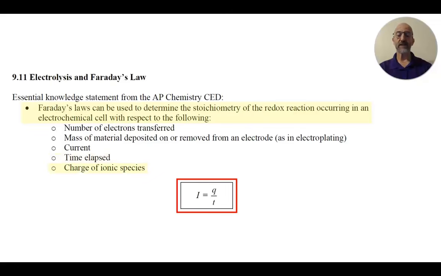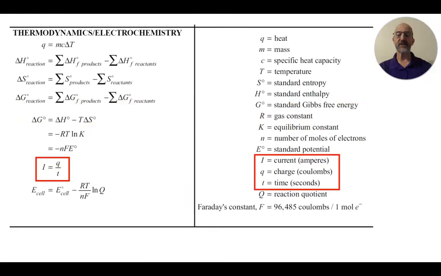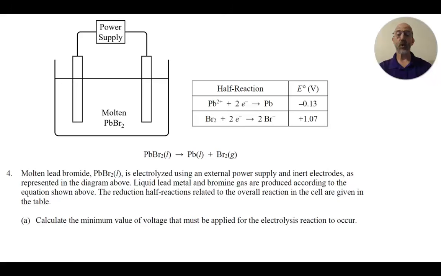Now, there is an equation which does appear on the AP Chemistry equations and constant sheet, and that's I, capital I, which represents the current, and the units of current are amps or amperes. You have the lowercase q, which refers to the charge, and that has units of coulombs. And you have lowercase t representing the time in seconds. And so now it is time to move on to the practice for topic 9.11. This is question 4.